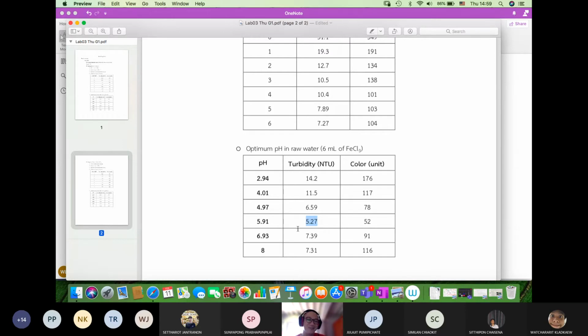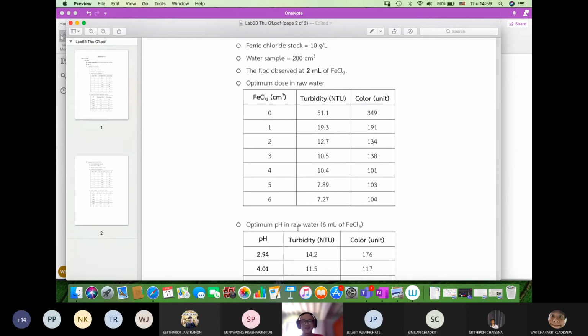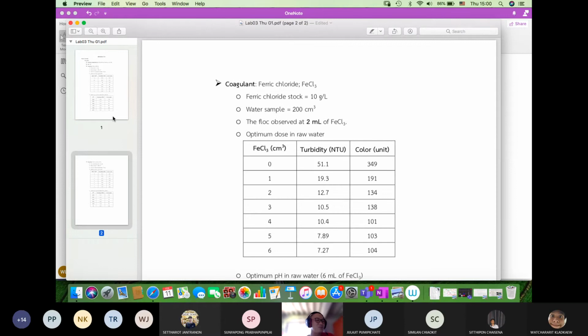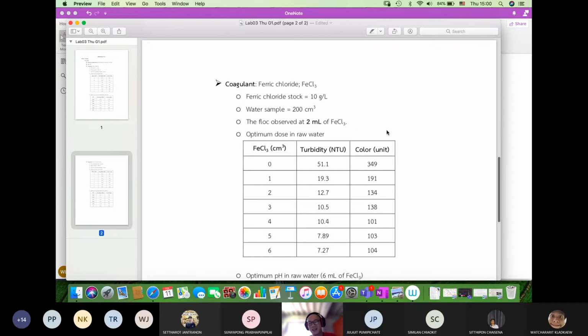Okay, so this is the result. So according to this result, what do you have to do? You have to decide to present the results. These are just the raw data. So it is recommended for the data like this, you should actually plot the curve, plot the graph. Okay, so there are 2 coagulants. So you just compare the results, just compare between using alums and the ferric chloride.